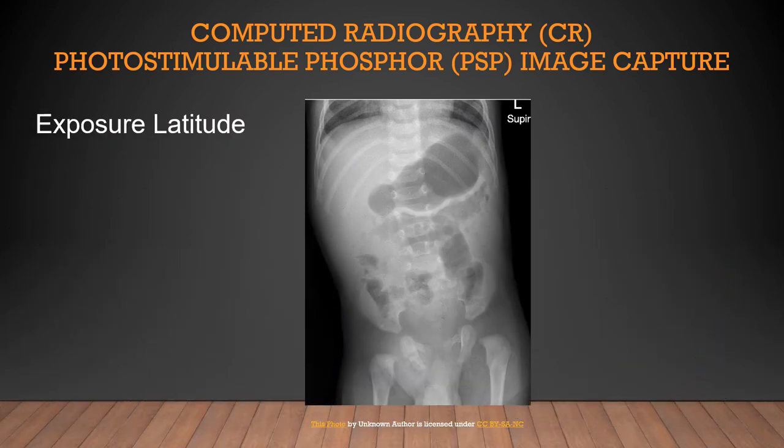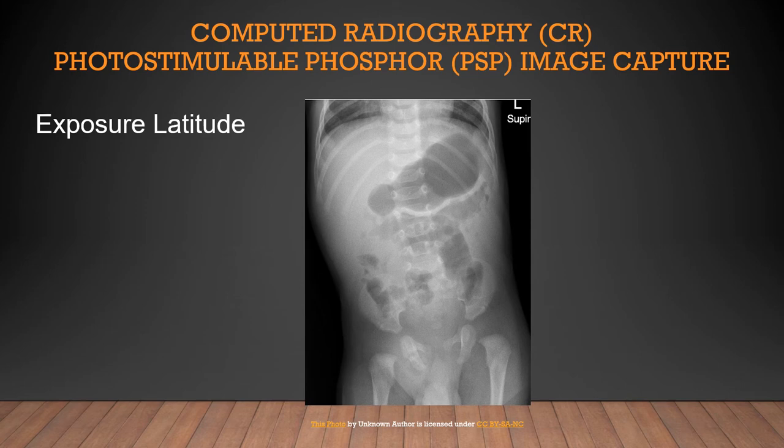Exposure latitude refers to the range of exposures in a diagnostic image, the values the image detector can produce, and is dependent upon the image detector. So this depends on if you are using film screen, if you are using CR or DR. Exposure latitude is wide and results in almost 100,000 shades of gray, each of which can be evaluated by post-processing.